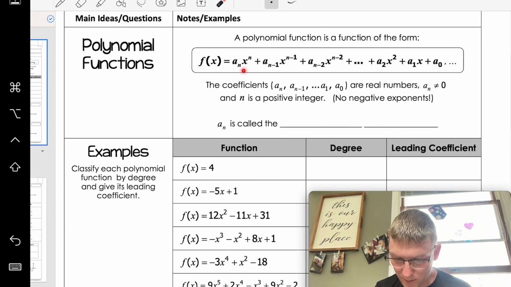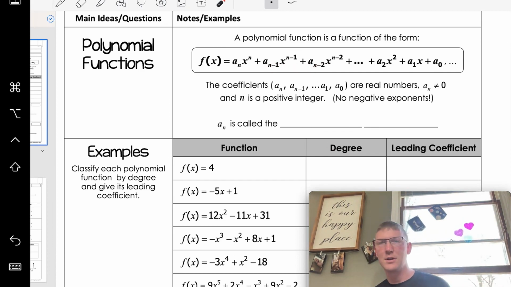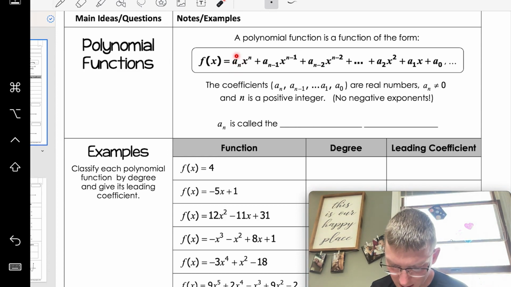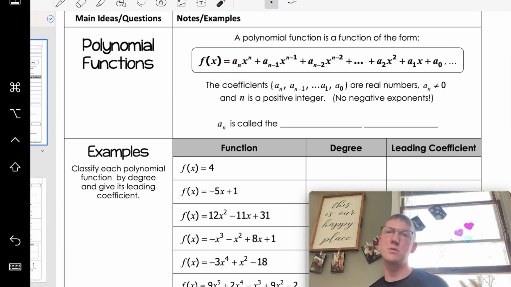If we look at this part right here, these are all the coefficients. That's the big number in front of the variable. So that's that guy right there. And notice that this is not 0. If it was 0, then that whole x term would just go away, and we wouldn't worry about it. We would just start over here. Also, n is a positive integer. That's these n's right here. More specifically, no negative exponents. We don't want negative exponents in there. We would just express those as a fraction or something like that.